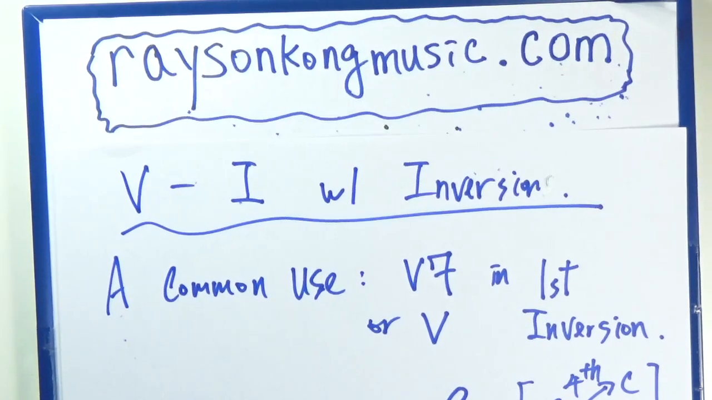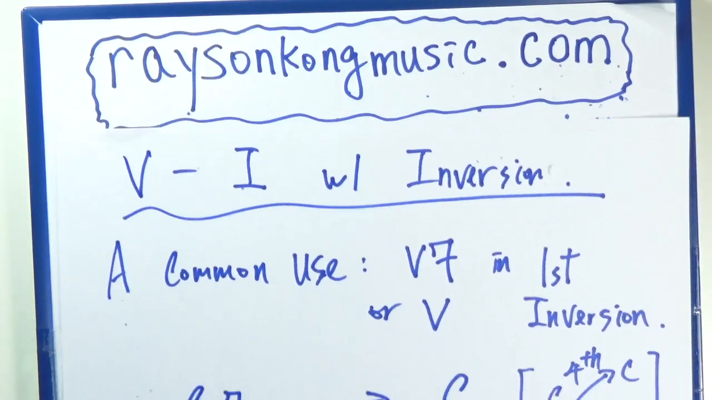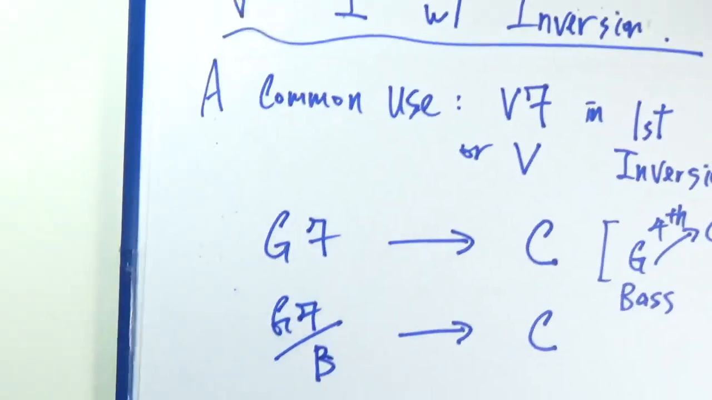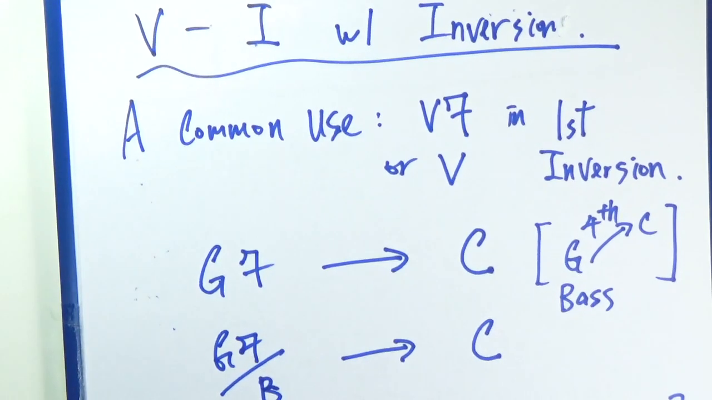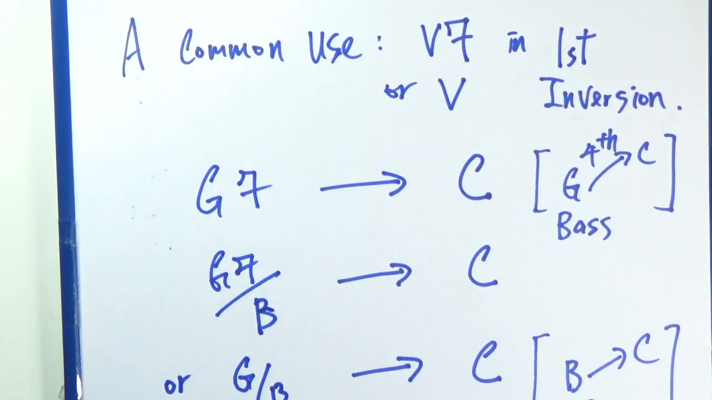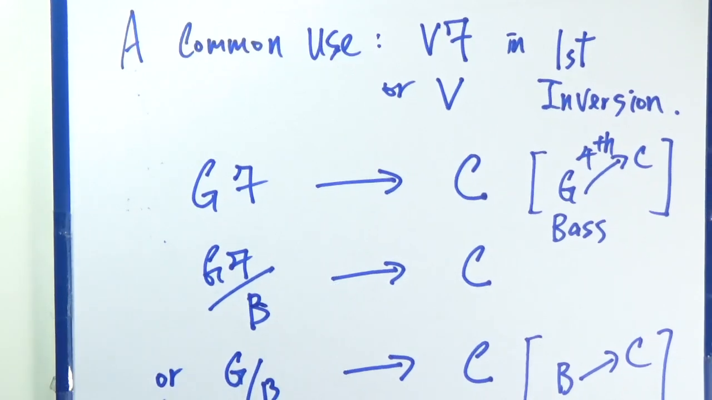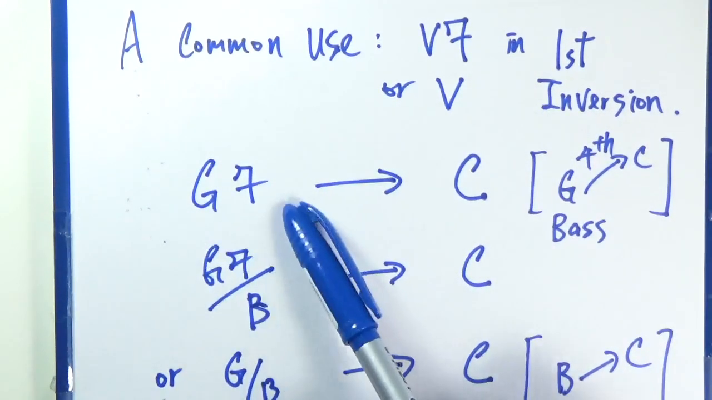Hello everybody, in this video I'm gonna talk about a very common use case of chord inversion, and that's used in a 5-1 situation. So it's 5-1 once again, alright? So usually we will use that in the first inversion, alright? Or I should say for now we'll focus on the first inversion, alright? And let's take a look at G dominant 7 to C.